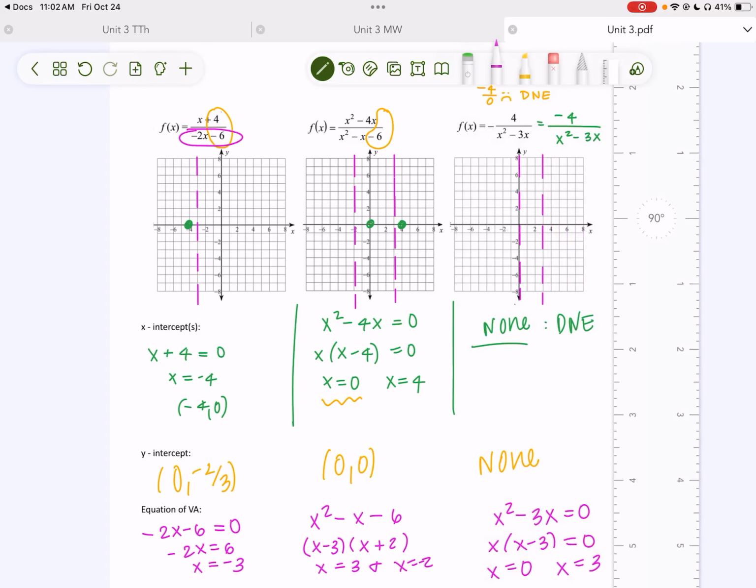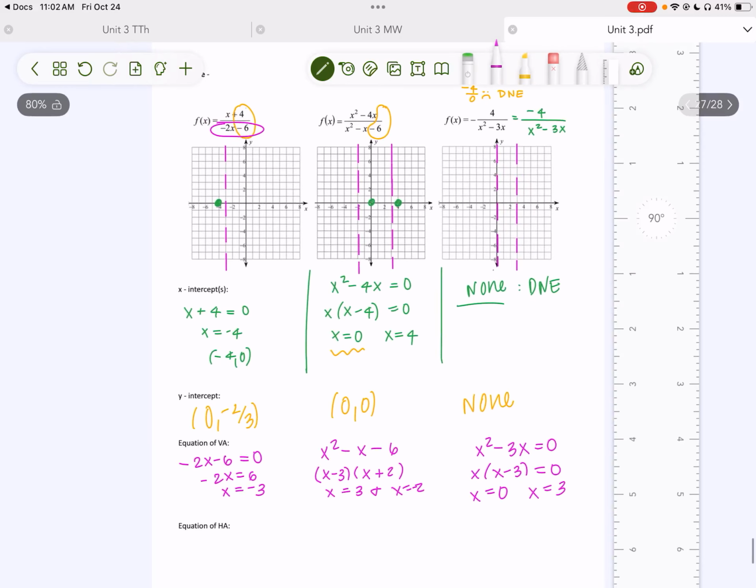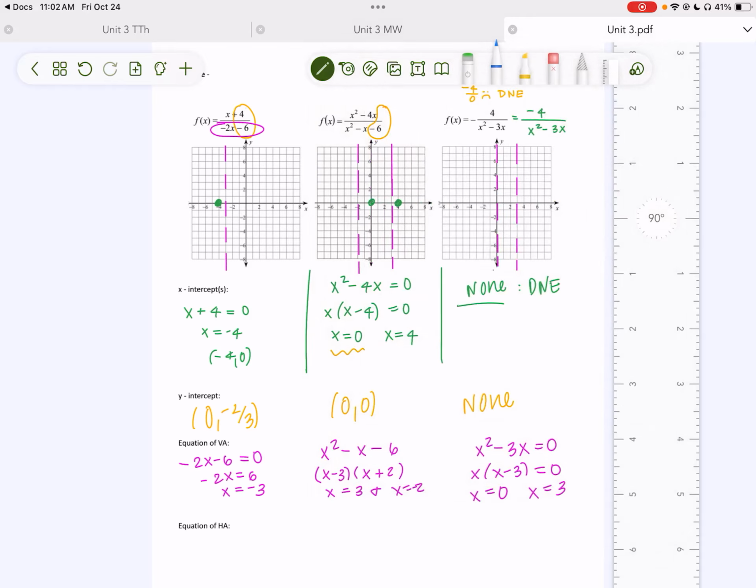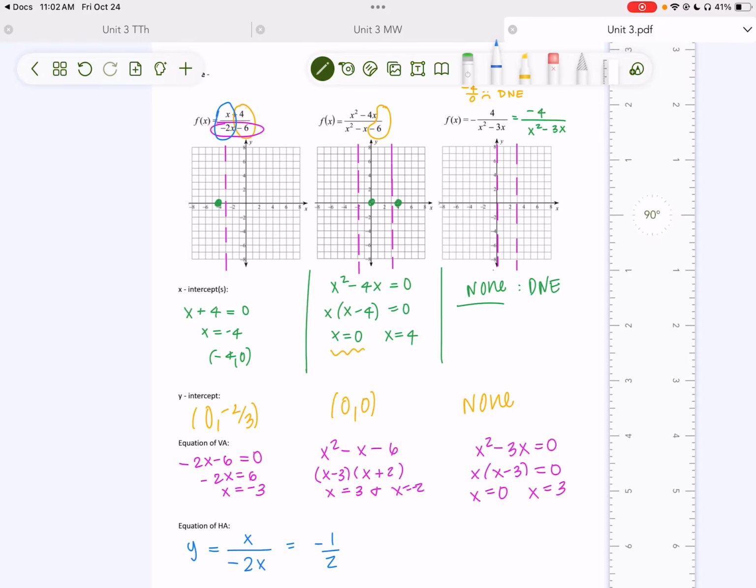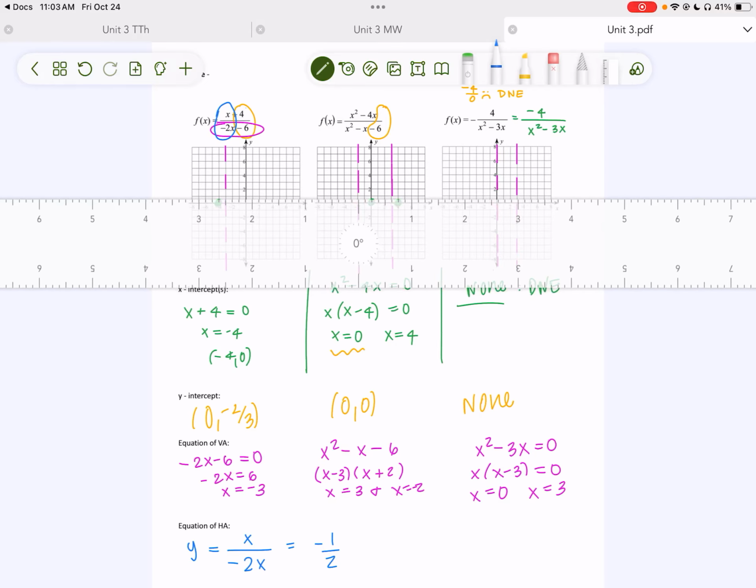Okay. All right, all of those are done. Now we are left with the horizontal asymptote. Let's do that in blue. Horizontal asymptote, let's look at this right here. That's going to be y equals x over -2x, right? Those powers match. So we're at -1/2, which might be a little tricky to draw. Let me do my best here. So it's about halfway.